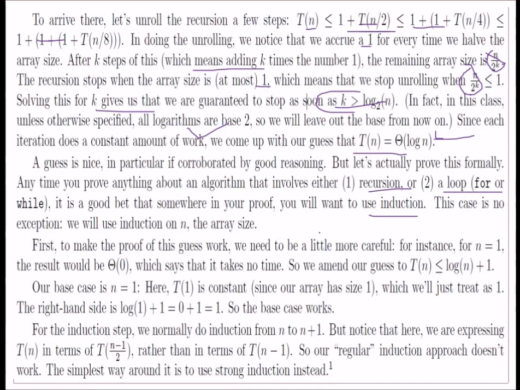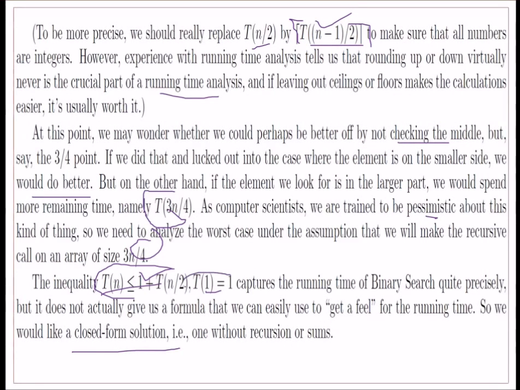So let us start. We need to be cautious and careful. For example, if we have n equal to 1, the result will be theta of 0, which says that it takes no time. So we need to amend this. We have to show that T(n) should be less than or equal to log n plus 1. So our base case, n equal to 1, T(1) will be constant, no problem with that. We'll just treat it as 1, and the right hand side will be 1 as well, because we have already taken T(1) equal to 1. This is our ending condition.